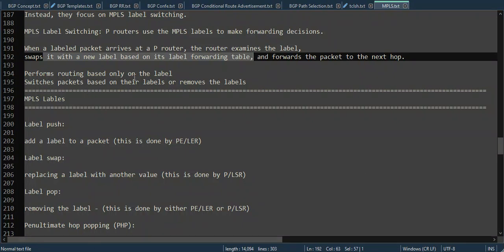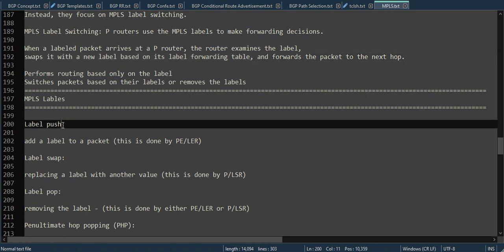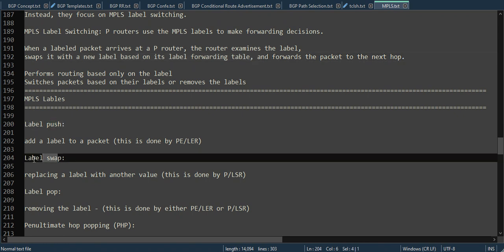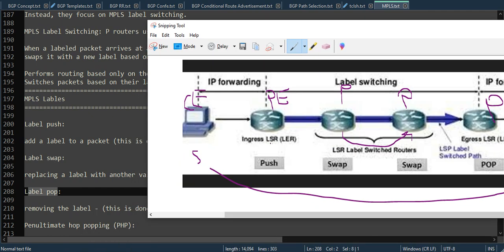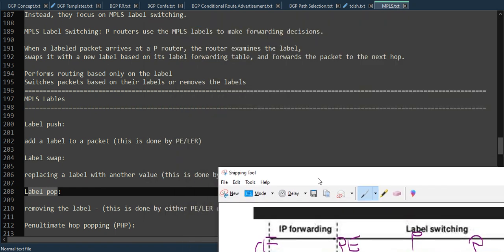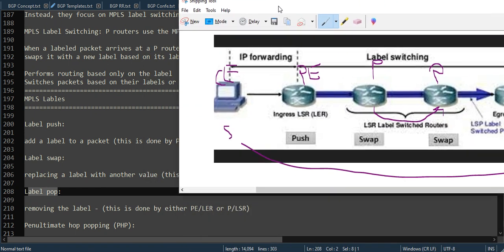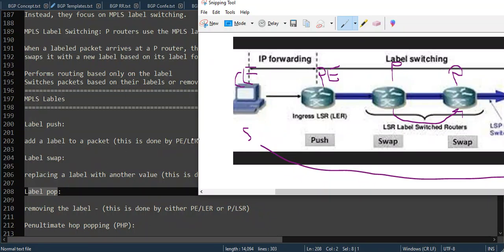As I explained, there are three label operations: push, swap, and pop. Push adds the label to the packet. This is done by the PE, which will add the label, push the label. This is done by the ingress LSR. The ingress LSR pushes the label, which means adding the label to the packet.